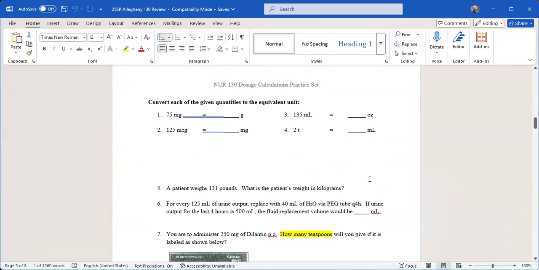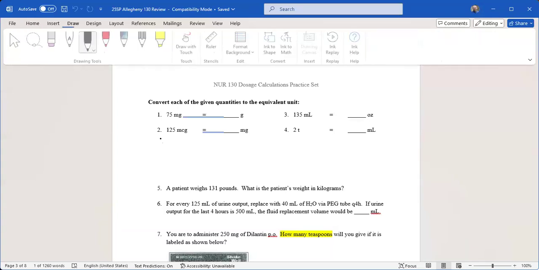So you're going to have your standard, typical questions, right? Going from milligrams to grams, micrograms to milligrams, milliliters to ounces, teaspoons to milliliters. Let me show you this number two here because I want to show you what I mean when I say that you're going to have to decide whether or not to round your answer.